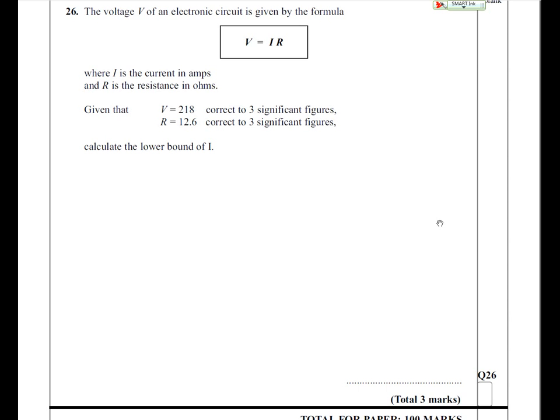Right. Now, here's what you've got to know. On our number line, if we're thinking about V, someone sat there with a notepad, and they've recorded the voltage. Now the voltage, they've written down 218. You don't know what the value of the real voltage was. You just know what they wrote down. Now you can assume they're good at maths, and they've rounded to 3 significant figures.